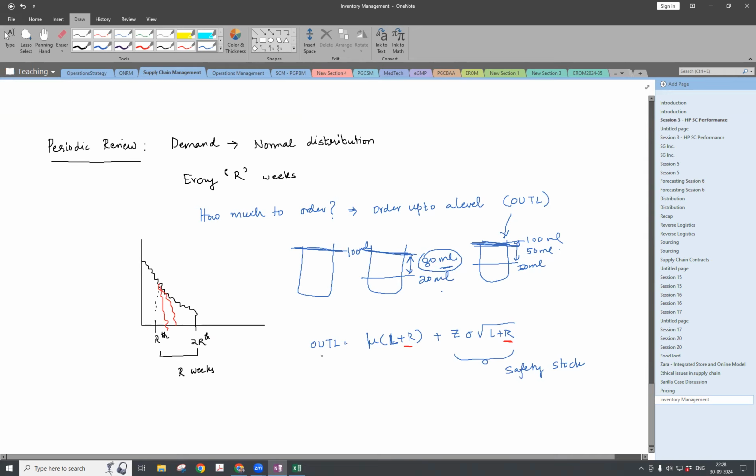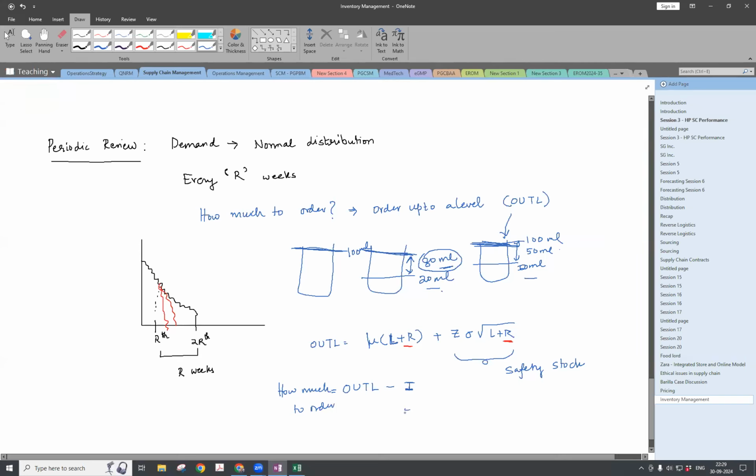Now, this is the answer to the question how much to order. If you want the exact answer of how much to order, then this is going to be OUTL minus I. I is the inventory at the time when we are ordering. So this is like the 20 ml and 50 ml, right? So OUTL happens to be 100 ml minus 20 ml, which is 80 ml, is the answer to the question how much to order, right?